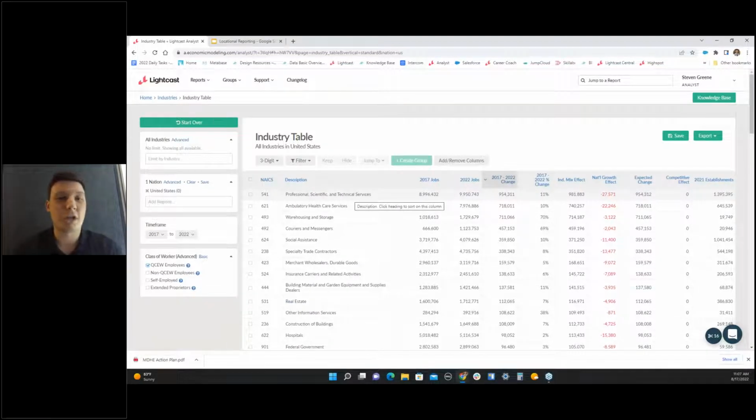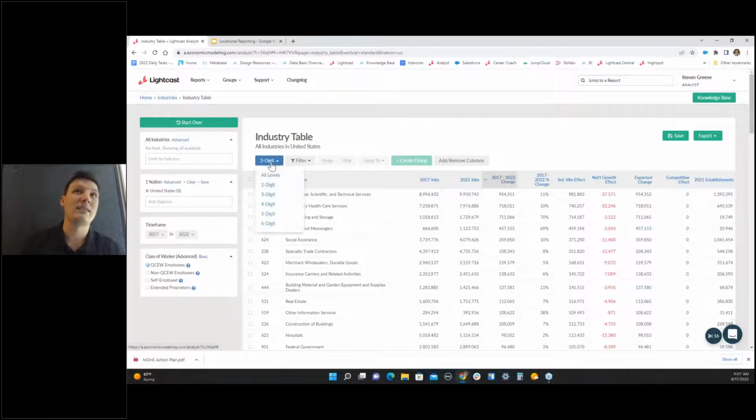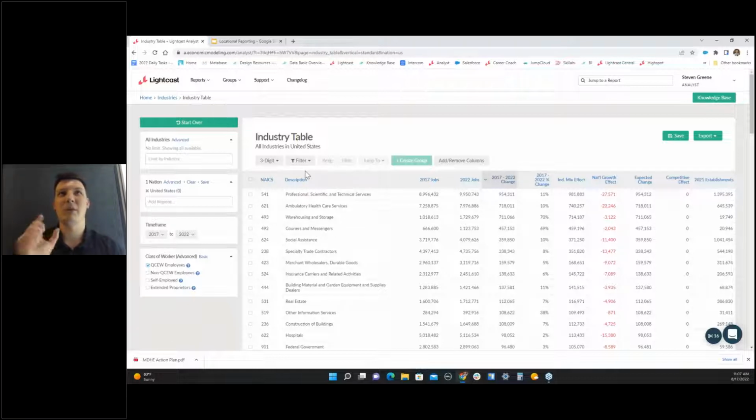So what we're seeing here is change in jobs over time, projected change in jobs over time. We can go to the 6-digit NAICS code, or North American Industry Classification System codes, or we can keep it at the 3-digit. I'm going to keep it at the 3-digit for today's demonstration. And then I'm going to hover here as well and just soak this in with you all.